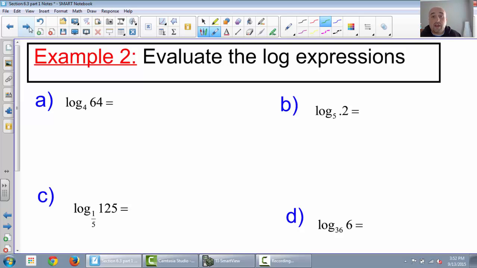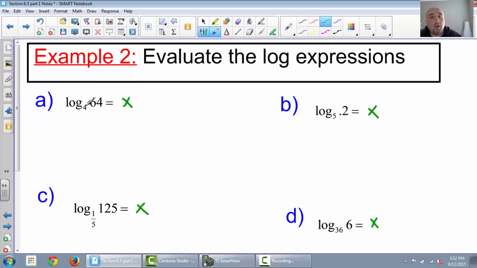Okay, and example 2 now says to evaluate logs. So what we're going to do is evaluate these numbers. Notice that there's nothing after the equal signs in any of these. So I'm going to put an X after every one of these, because that's what we're trying to figure out. We want to figure out what these are equal to.